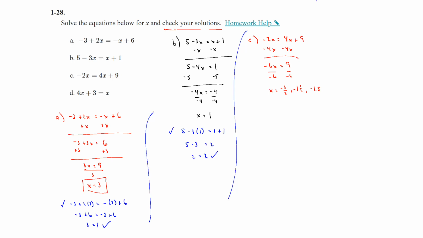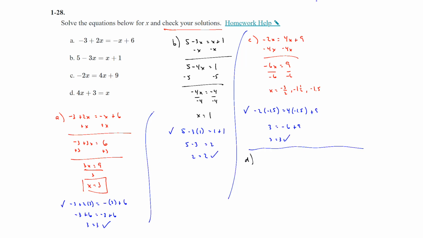And then to check, we're going to plug in. I'm just going to write it as negative 1.5. Plug those back in and see if, once again, we get a true statement. So on the right side, we get 3. And on the left side, we get 3. 4 times negative 1.5 is negative 6 plus 9, so 3 is equal to 3. Once again, it does check, so we look good.